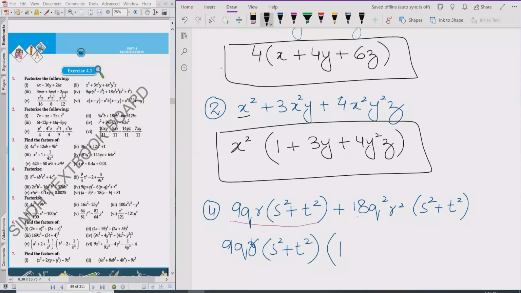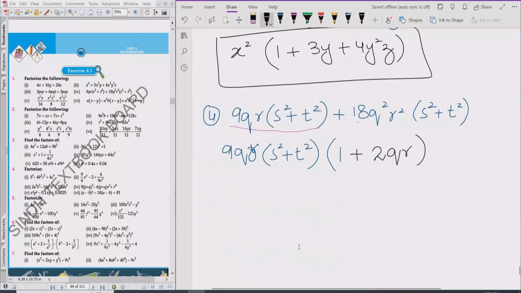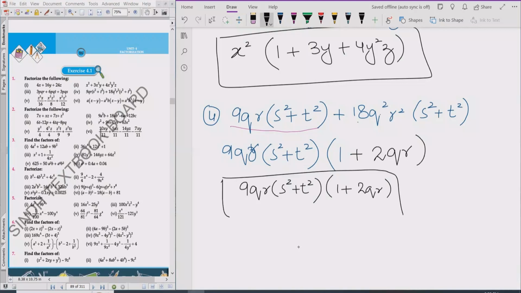And after that, from 18 divided by 9 we get 2, because q is common here, so we get a single q, and r is here. And s squared plus t squared we have taken common. So the answer of this question is 9qr(s squared plus t squared)(1 plus 2qr). So this is the answer of this question.